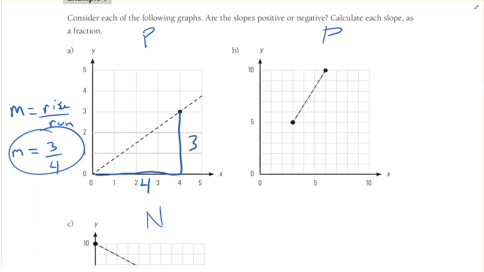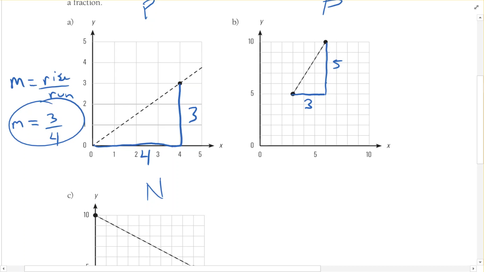Okay, the next one here, I'll help you set up. Just draw a triangle. You've got a run of 3. You've got a rise of 1, 2, 3, 4, 5. And I'll let you finish that one. So what is the slope of that one?